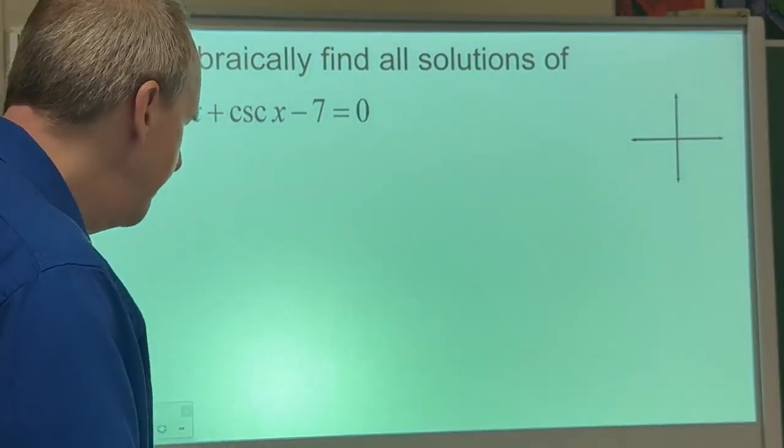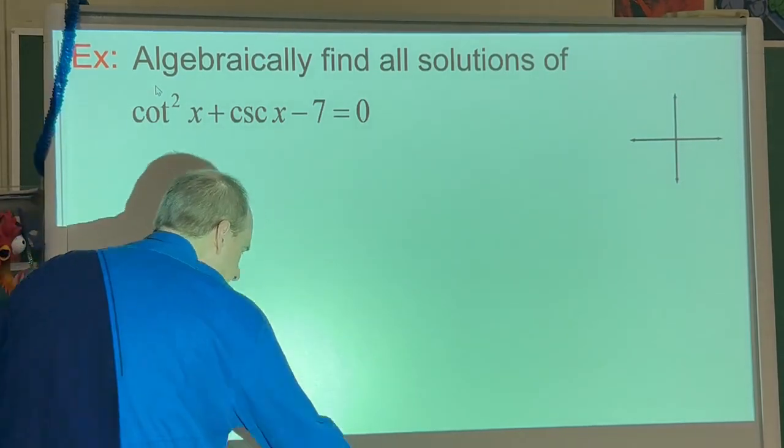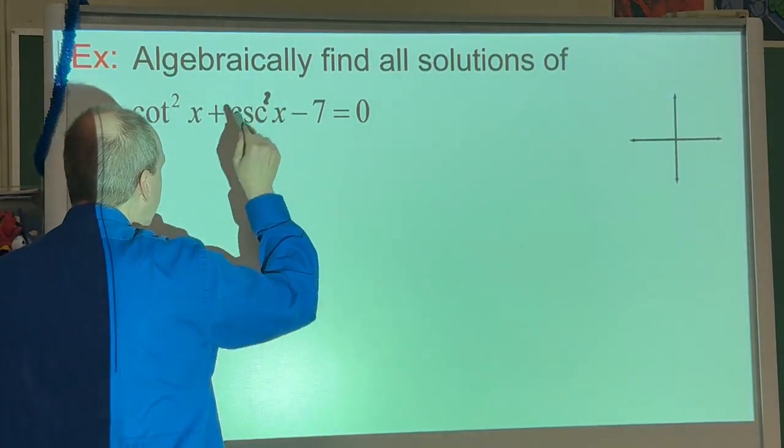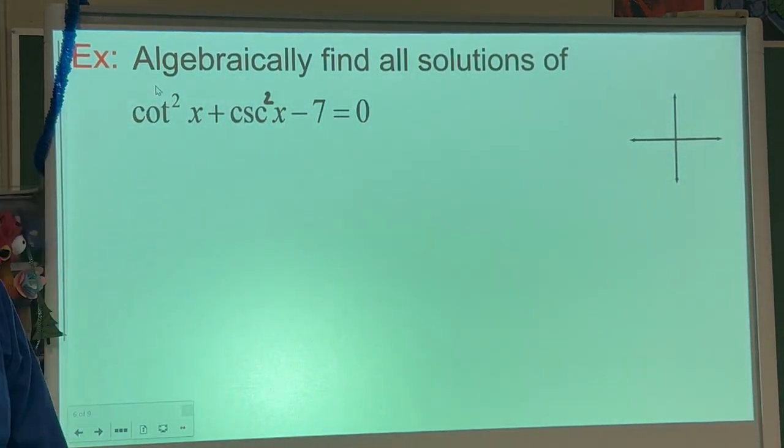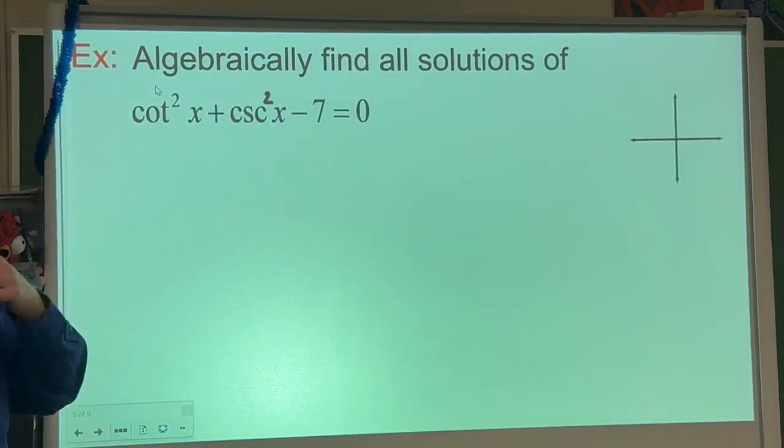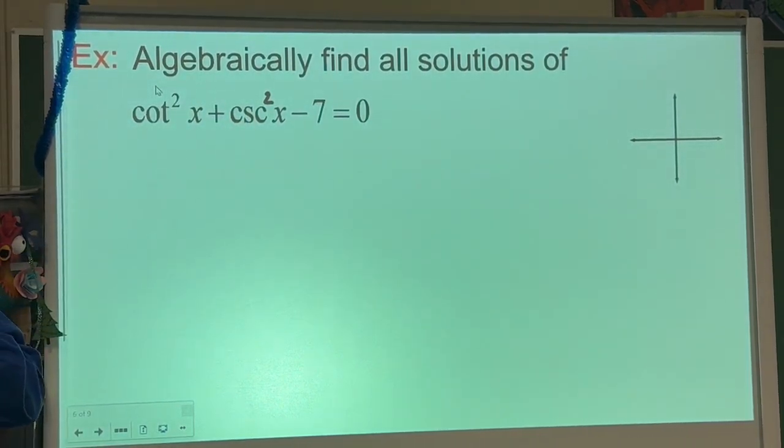I believe I'm missing a square here. Let me add that square in. Okay, there we go. I feel better. Cotangent squared, cosecant squared minus 7.